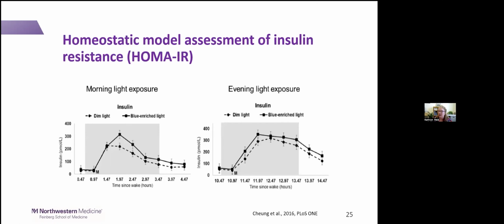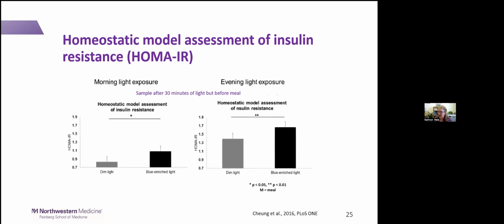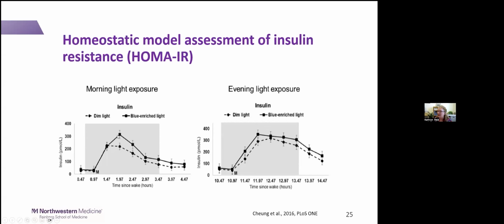We also saw differences in insulin. And just to point out here, this is actually 30 minutes into the light exposure before someone has eaten that we see this effect. And then this data here is showing the effect after somebody has eaten, where insulin levels are higher in the blue enriched group than the dim light group, both in the morning and in the evening.